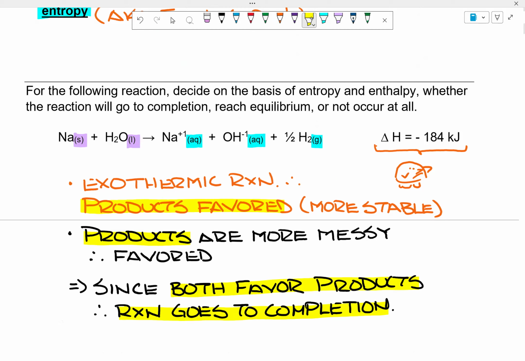Okay, so that's one thing I wanted to highlight here: when we say the word completion, or when we say non-spontaneous or not at all, that means we have lots of products or lots of reactants before the reaction reaches equilibrium. When we say the word reach equilibrium, at this point in time, we are just saying that there is a relatively equal amount of products and reactants. All right, so that is the introduction of equilibrium.